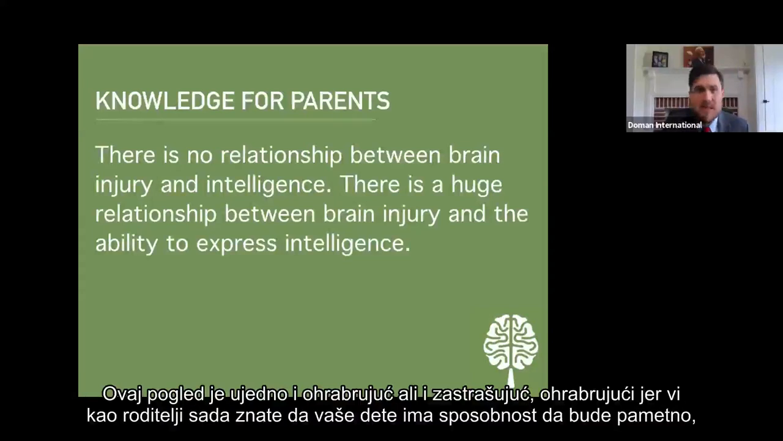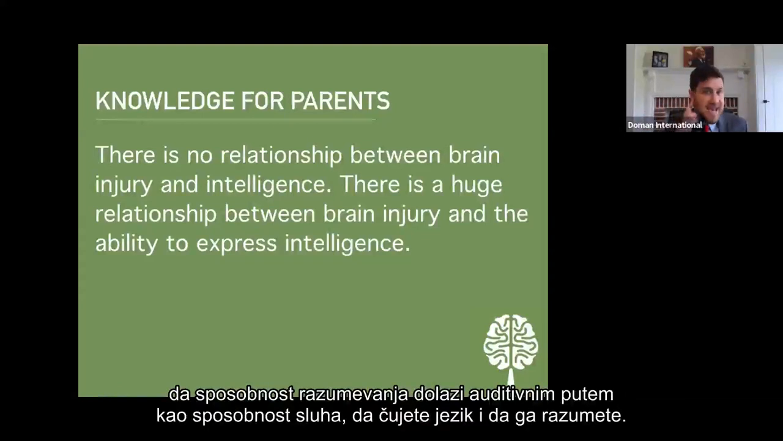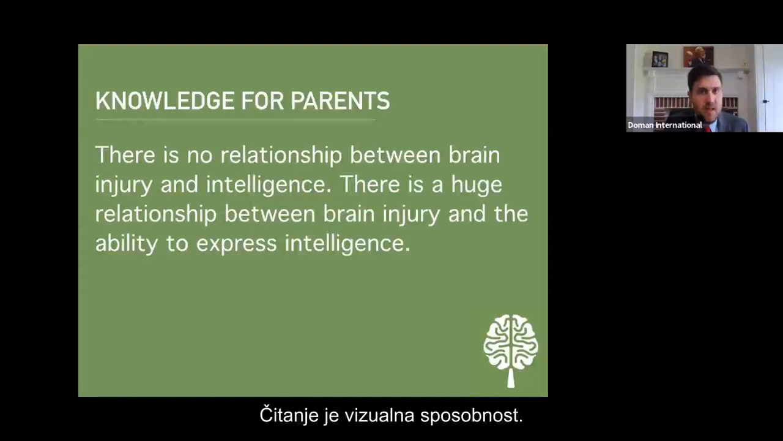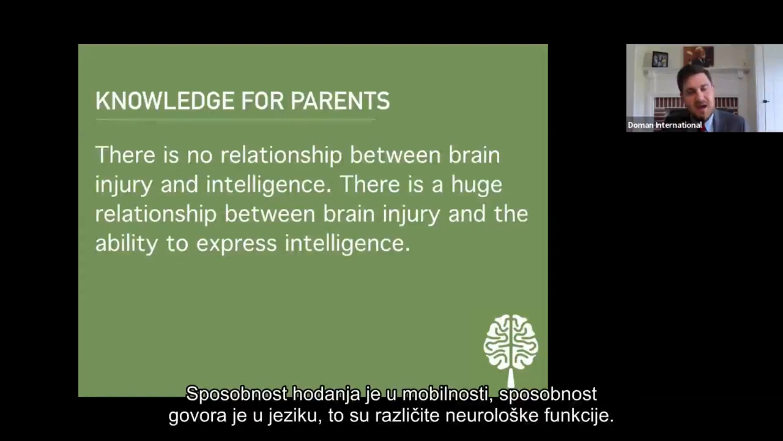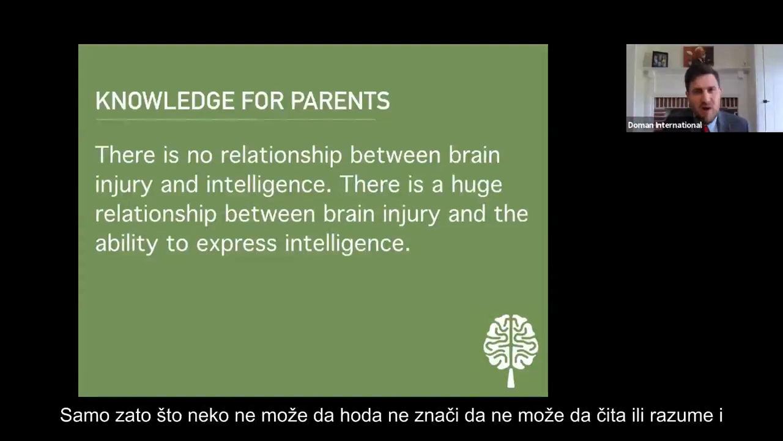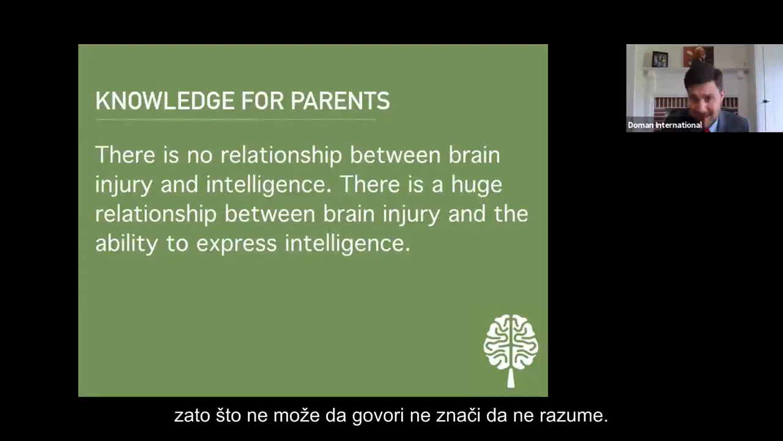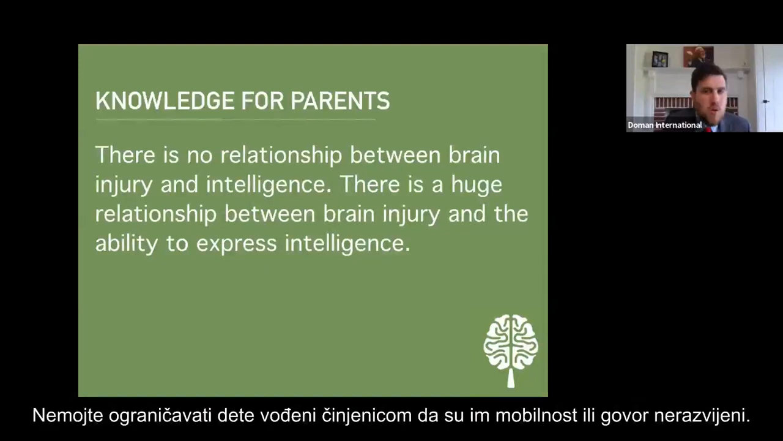Empowering because you as parents now know that your child actually has great capabilities of being smart. The ability to understand is through the auditory pathway. It's a hearing ability to hear language and understand. Reading is a visual ability, right? Walking, talking, those are different neurological functions. The ability to walk is mobility. The ability to talk is language. These are different neurological functions. Just because someone can't walk doesn't mean that they can't read or understand. And just because they can't talk doesn't mean they can't understand. So don't limit your child based on the fact that they might be poor in their mobility or speech.